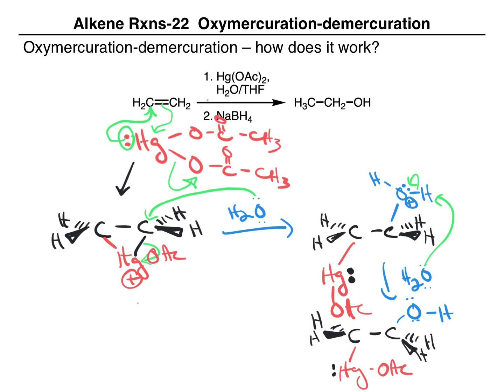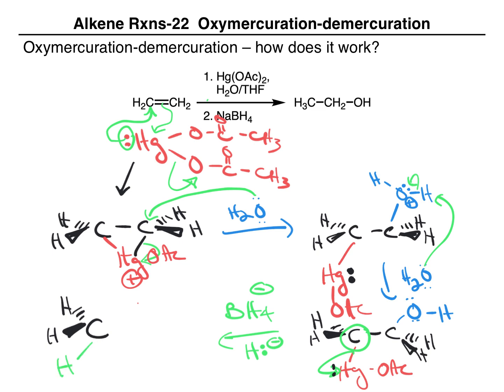So we get this. Then with sodium borohydride, we have BH4-. This is a source of hydride. This is going to add to this carbon, kicking out the mercury. So we have two of our hydrogens that were originally present, and we have a third hydrogen that came from the borohydride, leading to our final product, an alcohol. So the oxymercuration leads to this, and then the demercuration leads to the alcohol.